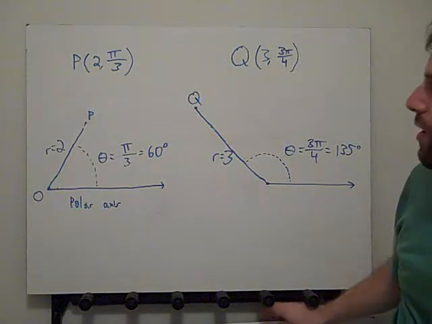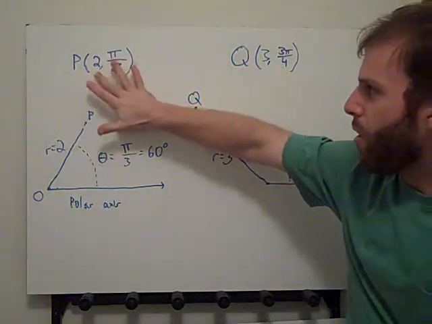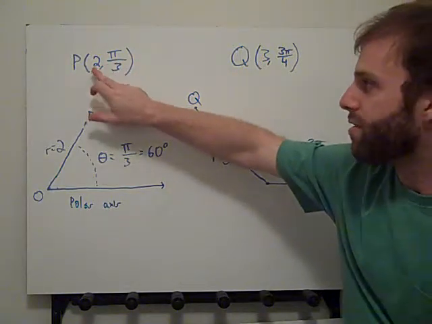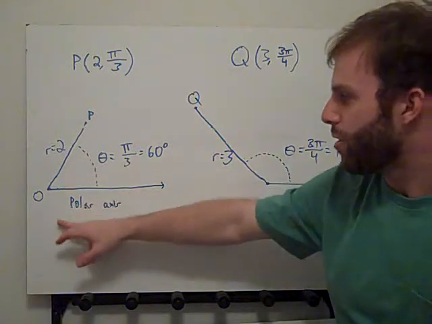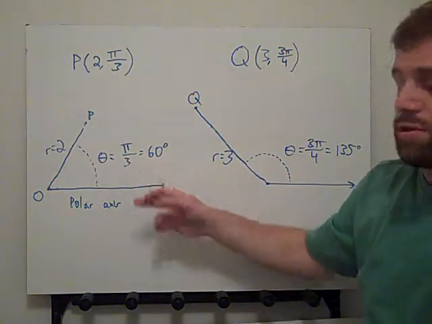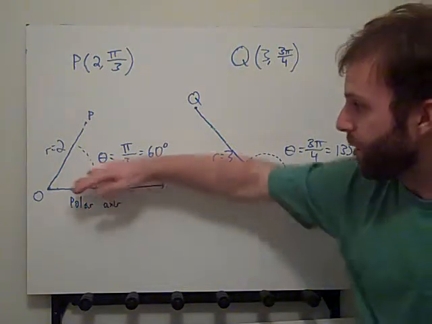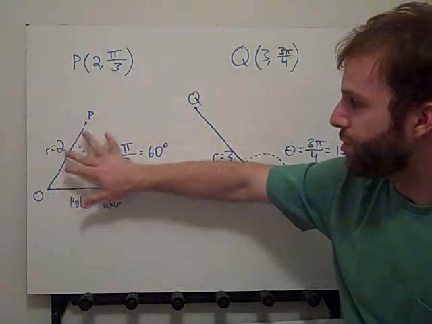So here's just some quick illustrations. I've got a point P given by r and theta. So r is 2 in this case, and theta is pi over 3. So here's our polar axis on here. Theta equals pi over 3, which is 60 degrees. So the line segment is going to be directed at 60 degrees and with the length of 2.